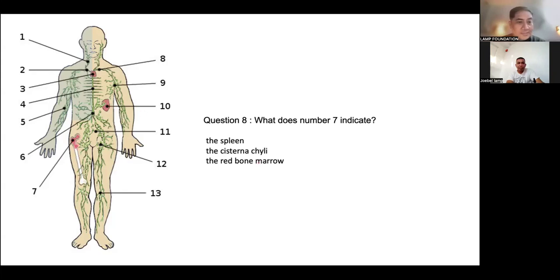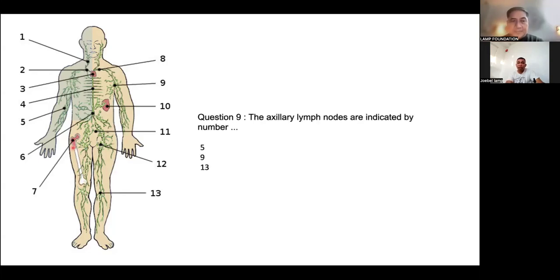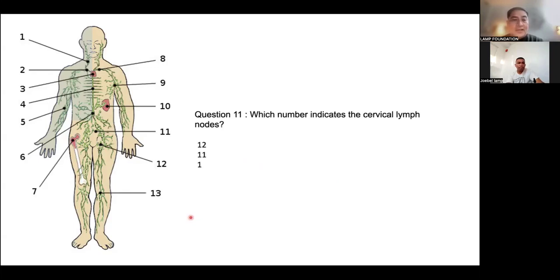The red bone marrow. Yes, red bone marrow. The axillary lymph nodes, what number? Number 9. The thymus is what number? Number 3.